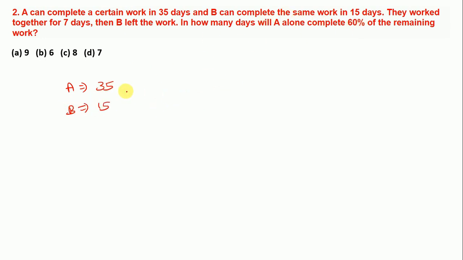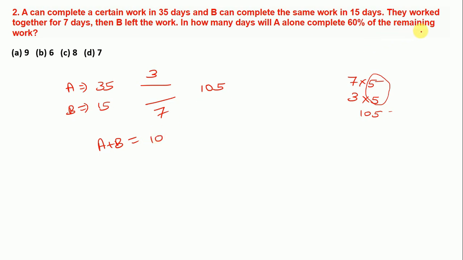Now for the sum of these two, 7 into 5 are the factors of 35 and 3 into 5 are the factors of 15. So this 5 is common. So 7 into 3 is equal to 21. Multiply by 5 is equal to 105. So total units of work will be 105. So now efficiency of A will be equal to 3 and efficiency of B will be equal to 7. And efficiency of A plus B will be equal to 10.